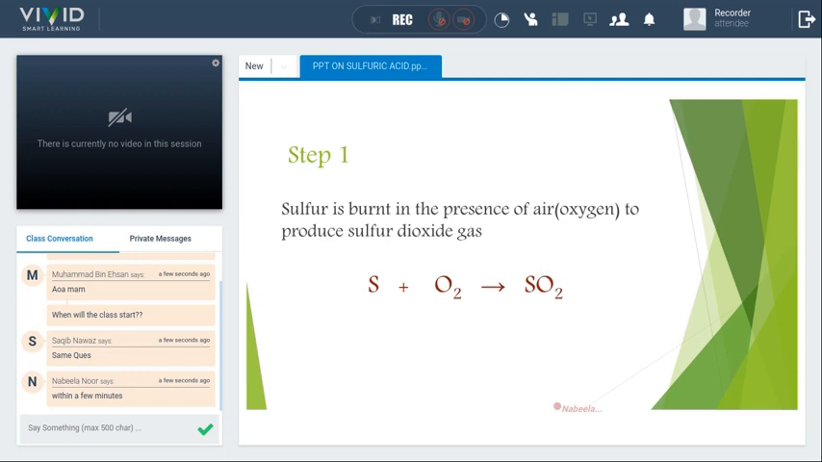Now we will discuss all the steps which are involved in the contact process. Step one is, first of all, sulfur is burnt in the presence of excess oxygen, and we get sulfur dioxide gas. Sulfur and oxygen, as you know, are the raw materials for the preparation of sulfur dioxide. So sulfur is burnt in oxygen and forms sulfur dioxide gas.